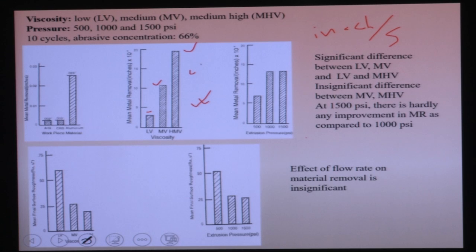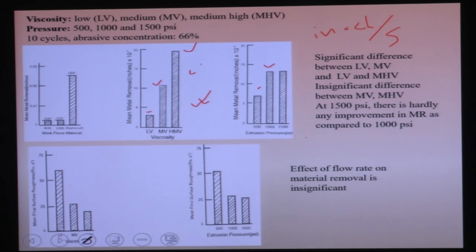Three pressures they have considered, and you can see with the increase in pressure from 500 psi to 1000 psi, there is a significant increase in the material removal rate. But when you go from 1000 to 1500 psi pressure, there is hardly any improvement. So you can say that the maximum or optimum pressure here is 1000 psi, because beyond 1000 psi you are not getting any improvement in the material removal rate.